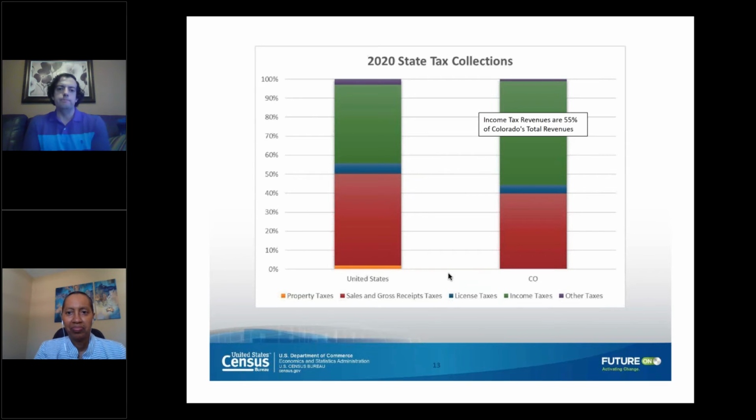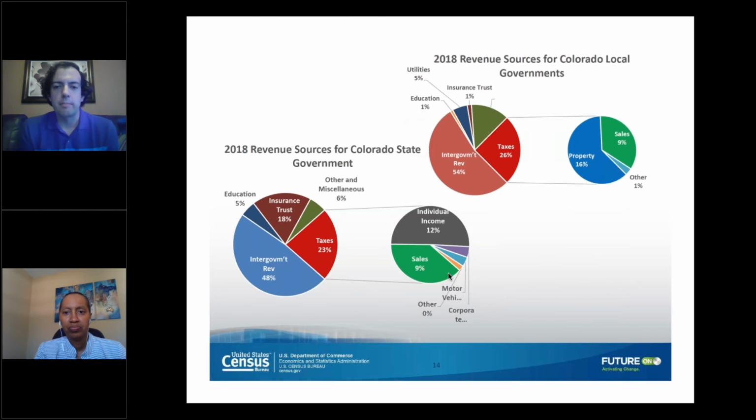So on the next slide, we have a chart comparing the sources of revenue between the state government of Colorado and the local governments of Colorado, with an additional breakout of the taxes. As is pretty typical for local governments in the US, the bulk of tax revenue for Colorado local governments is property taxes. And while the state government tax revenues are more from income and sales taxes.